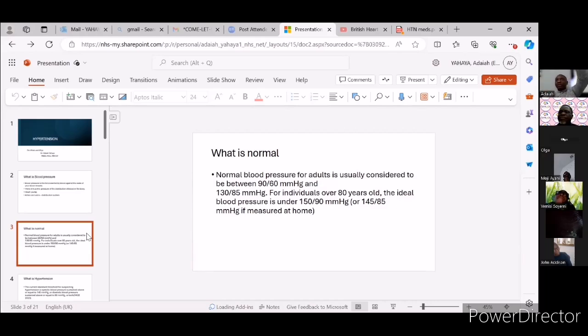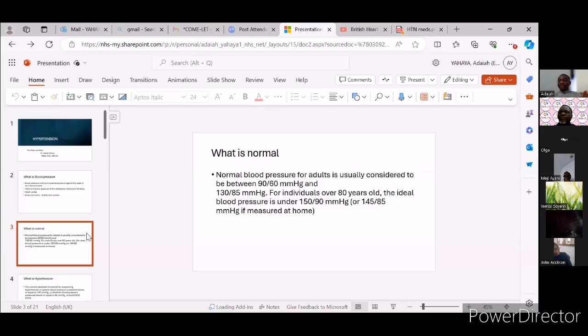The upper beat, or what we call the systolic blood pressure, is the pressure in the vessels when the heart is at its peak, when the heart is pumping. The lower one is the pressure in the vessel when the heart is relaxing. So the lowest is the lower bit, the highest is the upper bit, and in between you have a range. So 90/60 is generally considered the lower limit of what's normal.